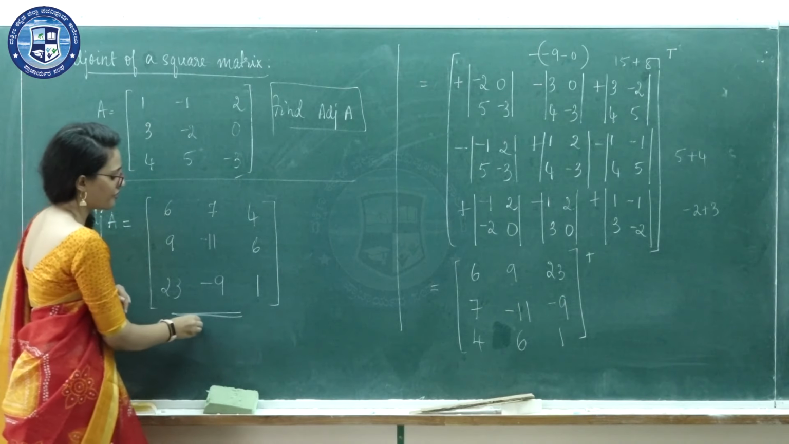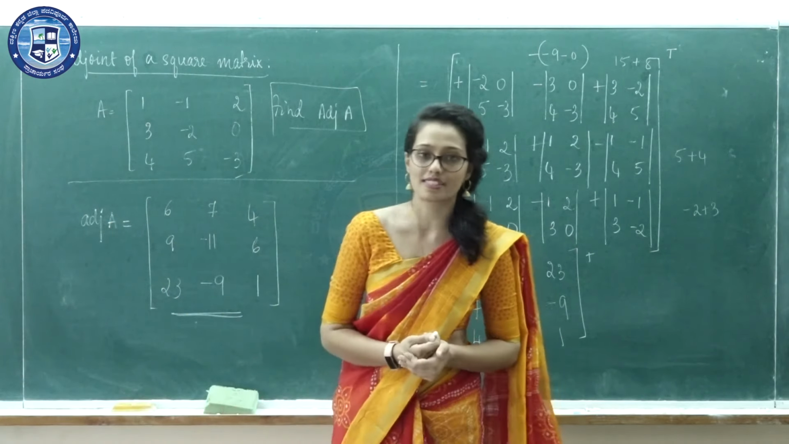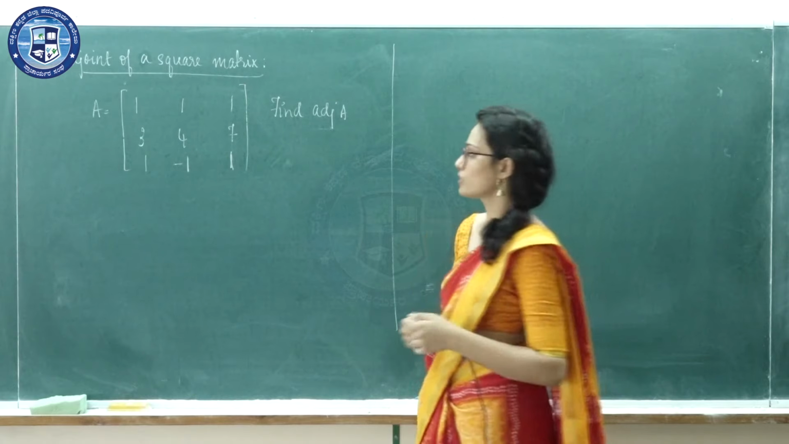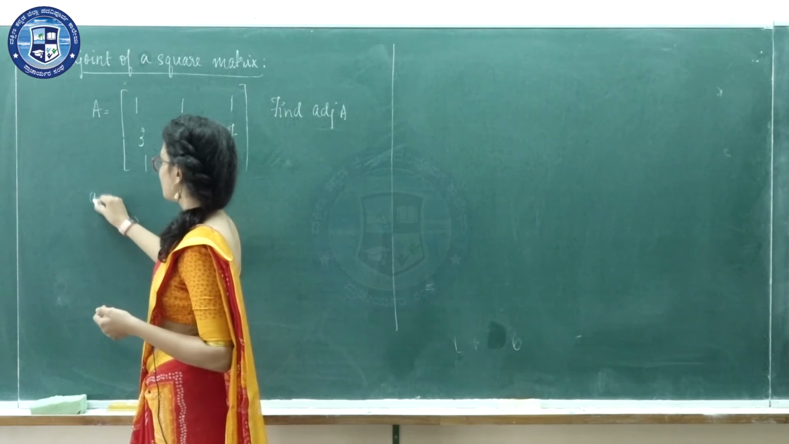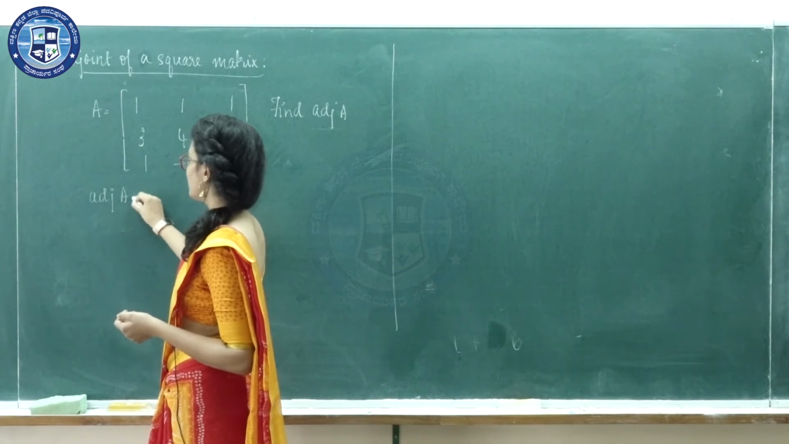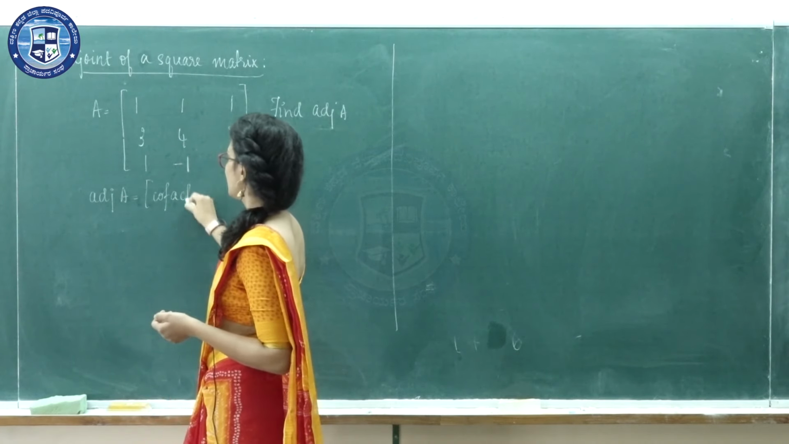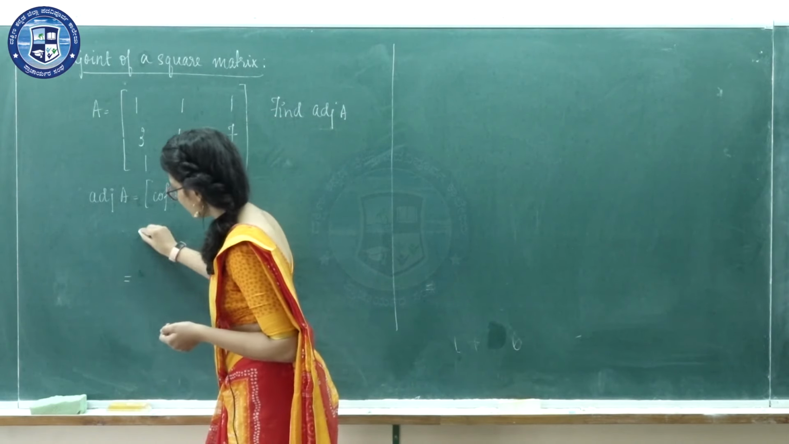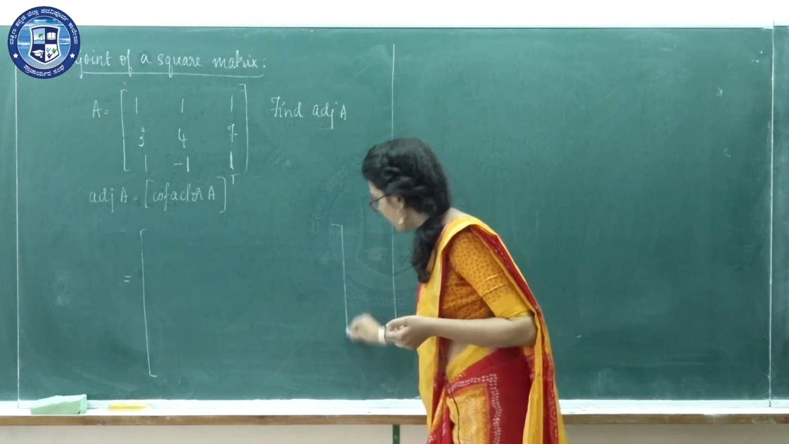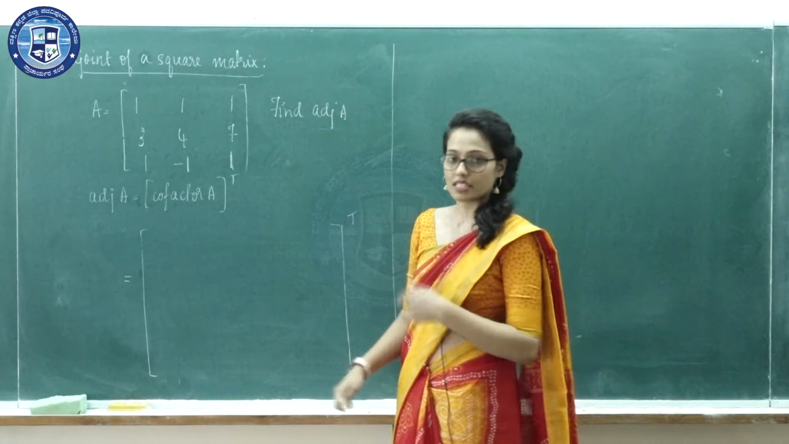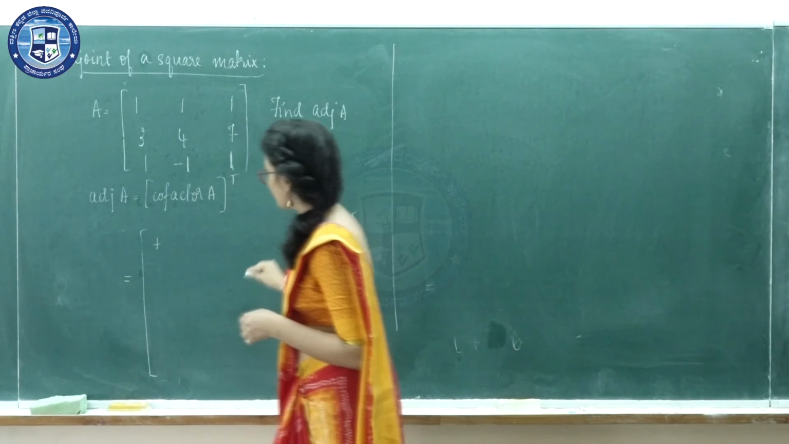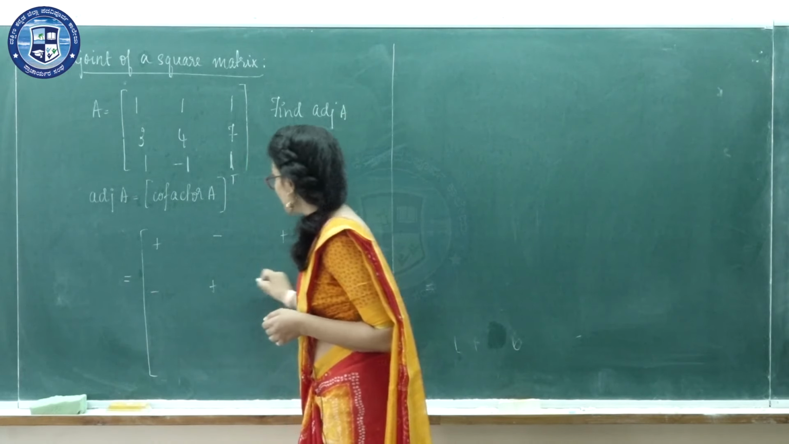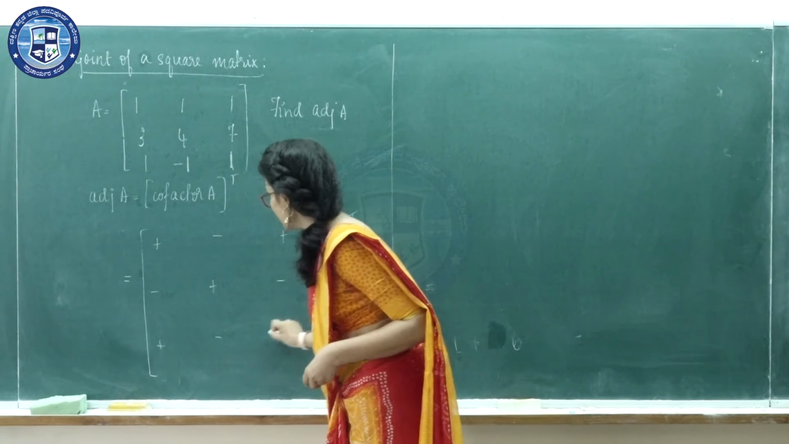Okay. So this is how we find the adjoint of a 3 cross 3 matrix. Let's consider another example of how to find the adjoint A of a 3 cross 3 matrix. So given the matrix, first I'll write the formula. Adjoint A is the cofactor matrix, cofactor A transpose. So let's find the cofactor matrix. First I'll draw the outline of how the matrix should look. Next we will put the alternating signs, plus minus plus, minus plus minus, and plus minus plus.